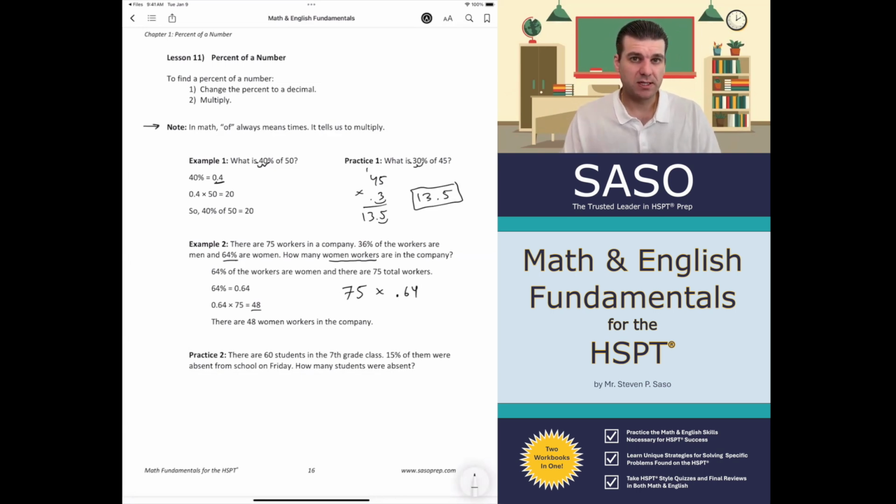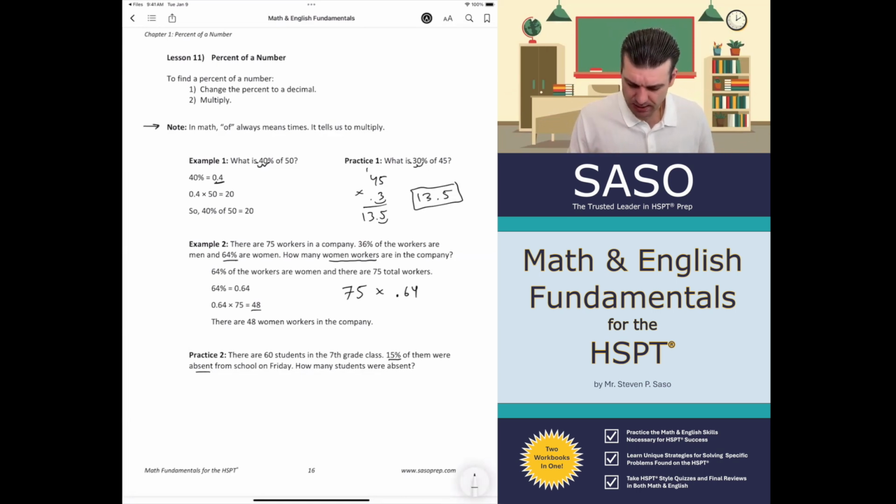Practice 2, this is going to be the same type of problem, right? There are 60 students in the 7th grade class. 15% of them were absent from school on Friday. How many students were absent? Okay, so we get the percentage that were absent. So this is a pretty straightforward one.